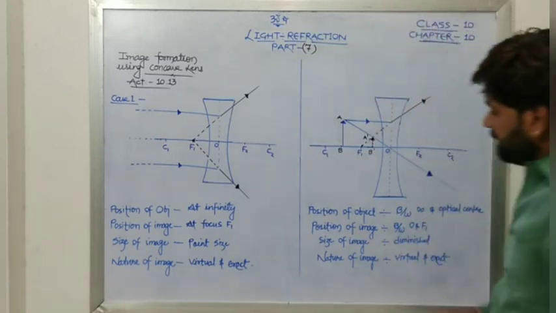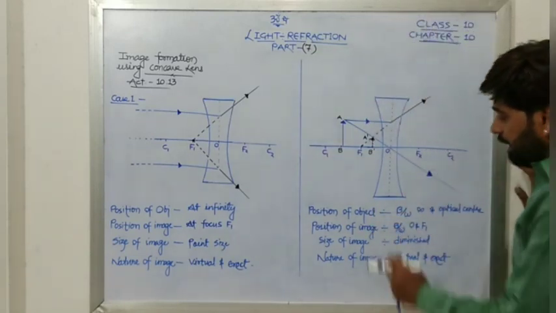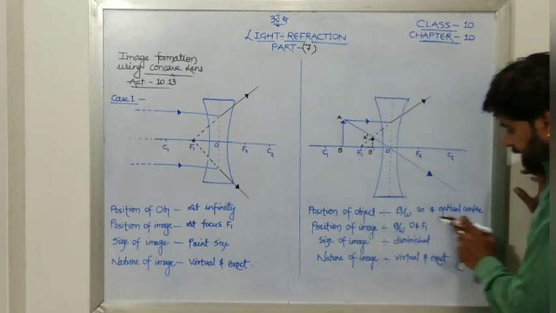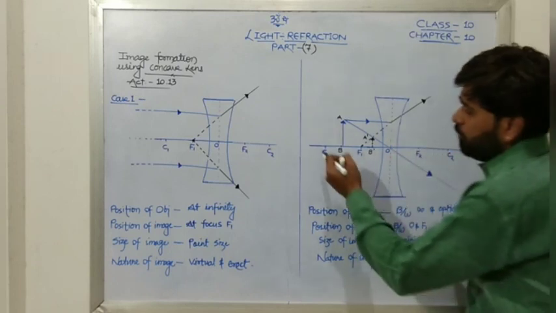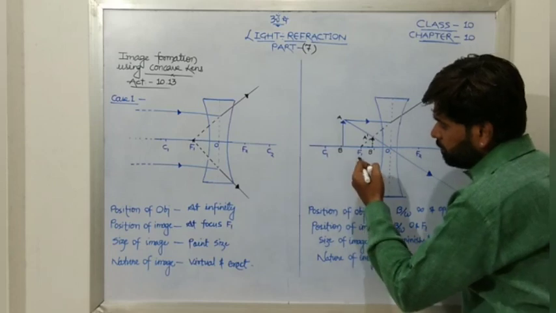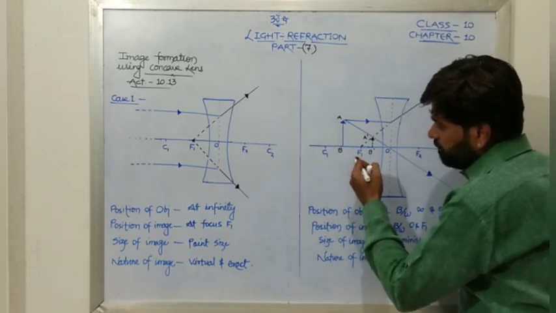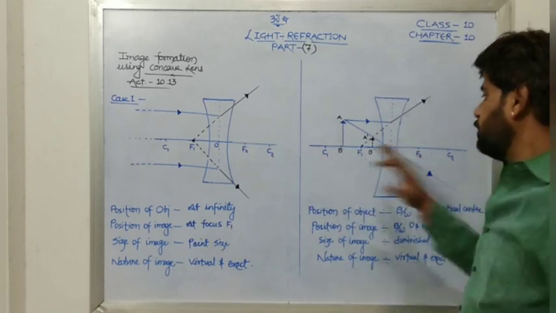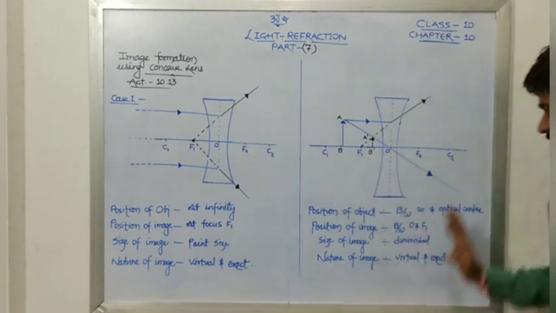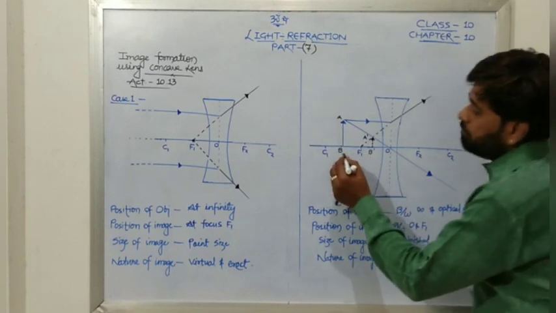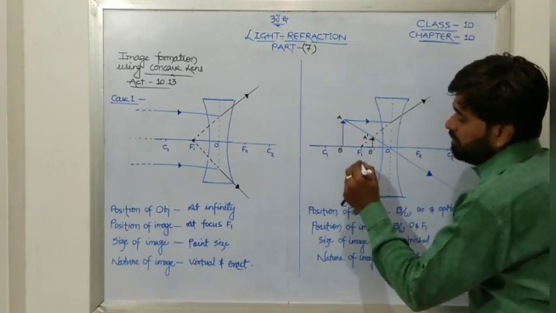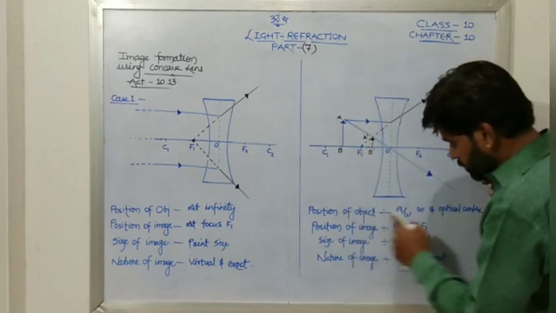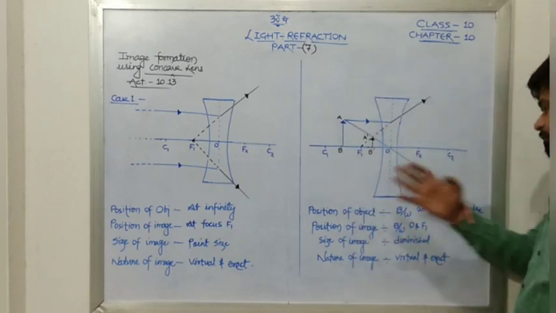In another case, here I have taken the position between C1 and F1. The position of the object can be anywhere between infinity and optical center. You may take it at C1, between C1 and F1, or beyond C1, anywhere, and you will get a similar result. As I have selected the position between C1 and F1, the object is AB, and its position is between infinity and optical center.